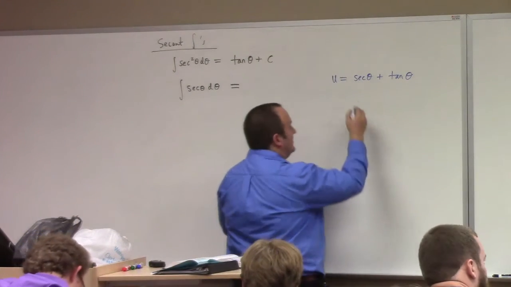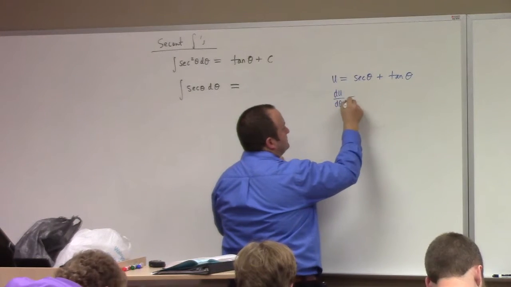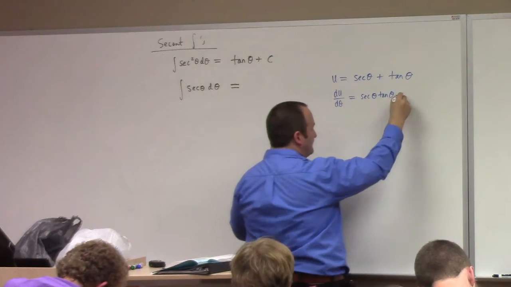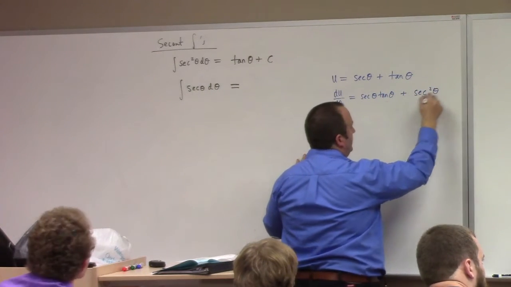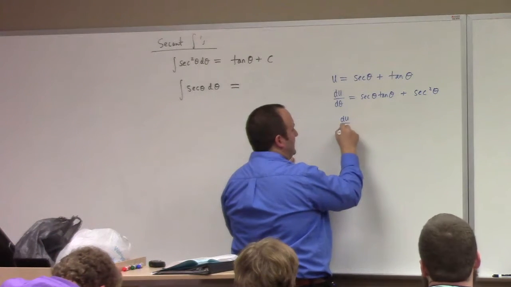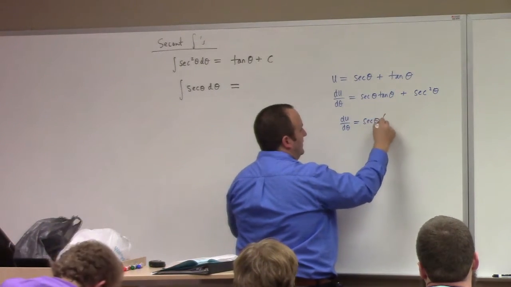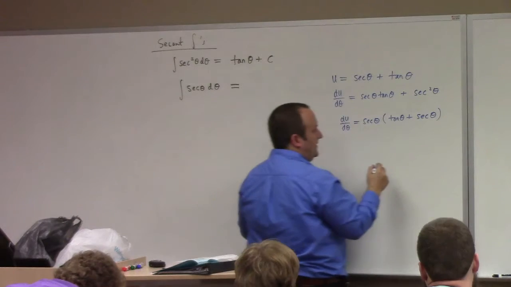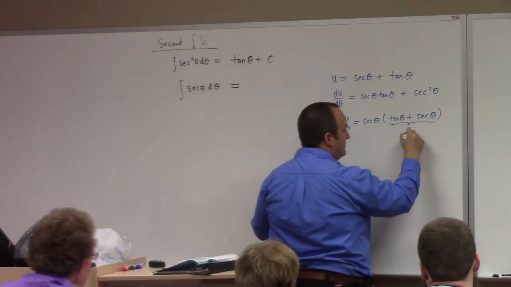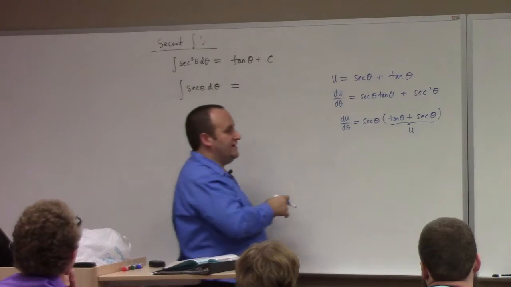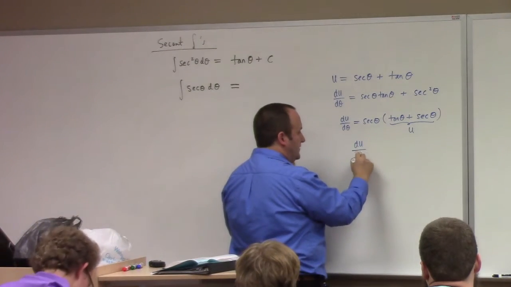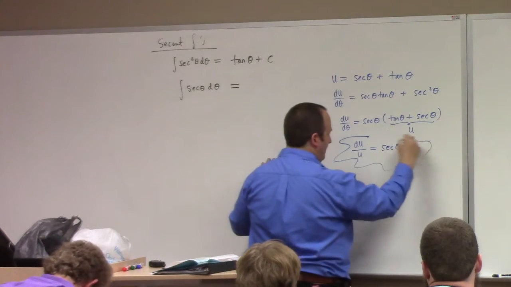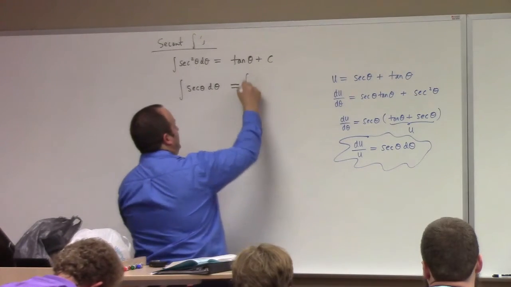But just follow me. So du d theta is what? Derivative of secant. Secant tangent, right? What's the derivative of tangent? Secant squared. Look at that. Factor out a secant, we get du d theta is secant theta times tangent theta plus secant theta, right? Aha! This is u. So what we have is that du over u is equal to secant theta d theta. Hooray. So this is the integral of du over u.